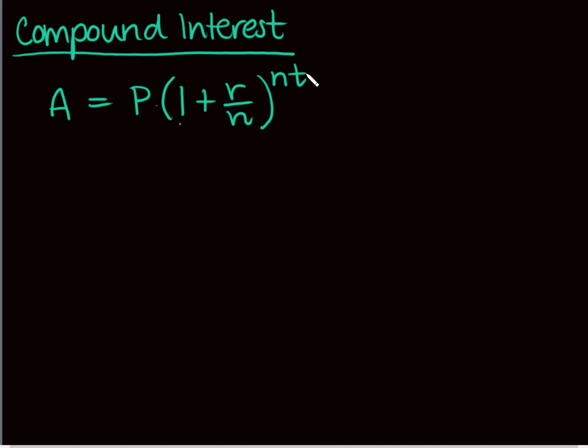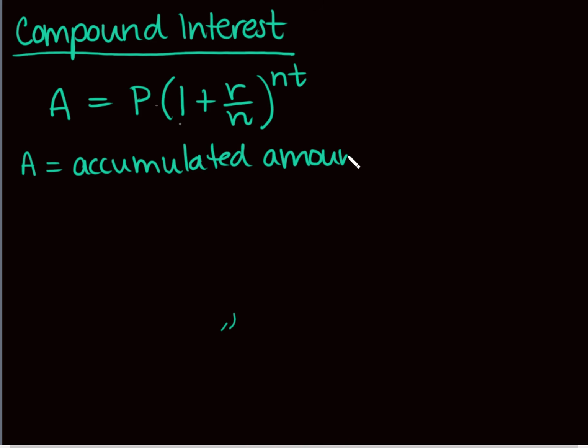But let's look at this right now. You've probably seen this equation before, but A is the amount in the account. Sometimes that's called future value, the future value of your account after so much time. But I usually think of it as accumulated amount. They just say A, but I'm going to call this accumulated amount.